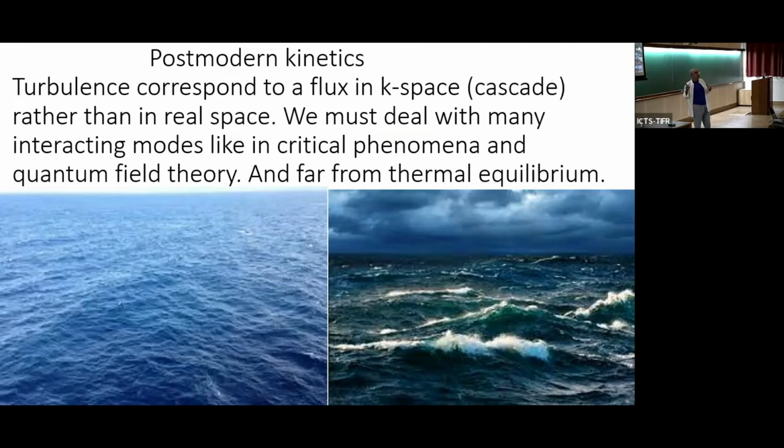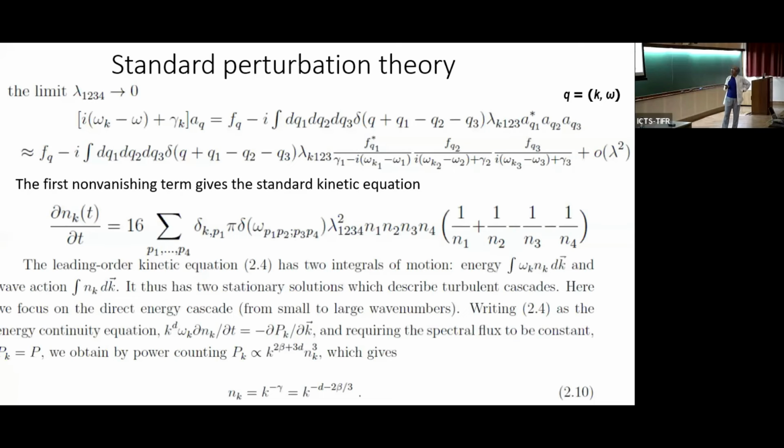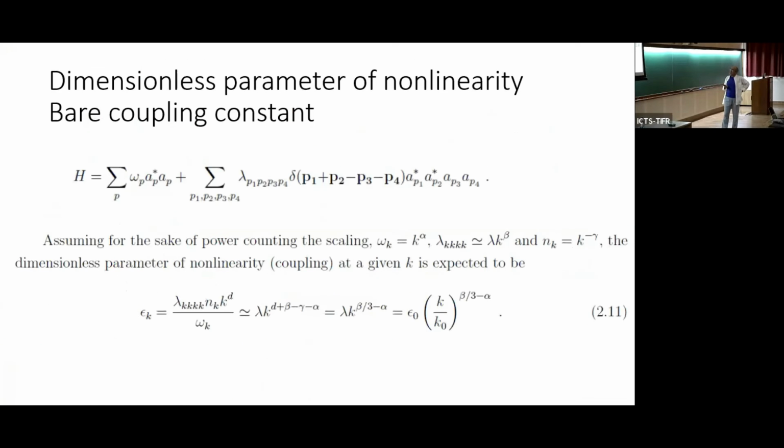But what we want is not something very close to equilibrium and kinetic coefficients. We want a system very, very far from equilibrium and to get corrections to the kinetic equation. That's why we call it somewhat, a little bit, postmodern kinetics. So let's do it. You just write a kinetic equation. You say what you expect.